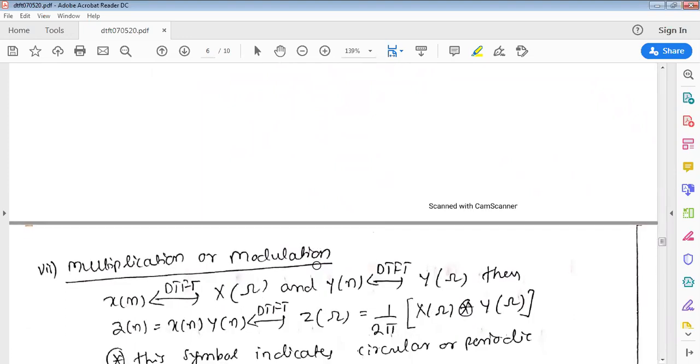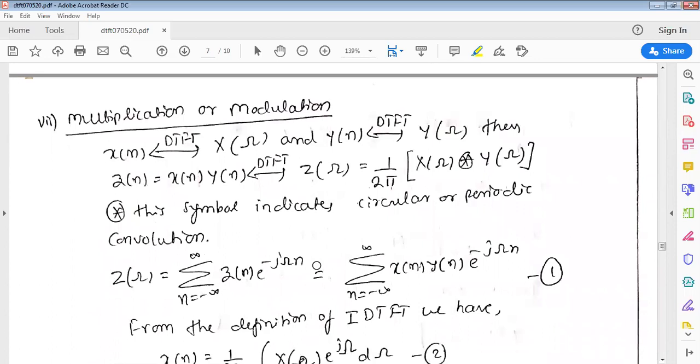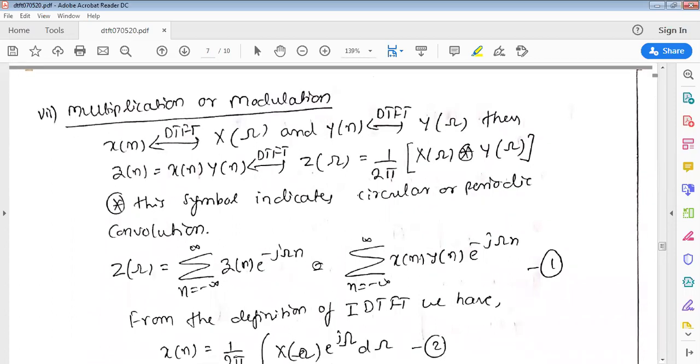Did you follow the proof? Any doubt you have in the previous proof? Are you able to follow this one? Yes, sir.